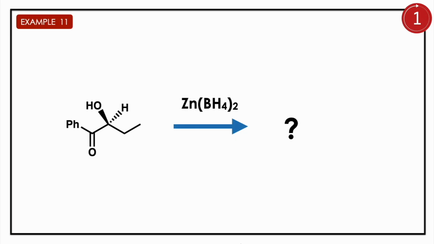Then the next example. Here you have a ketone. One side you have a phenyl group. Another side you have a linear chain. At the alpha position you have a chiral carbon which has OH above the plane, hydrogen below the plane. You are using zinc borohydride. You should find what will be the final product.